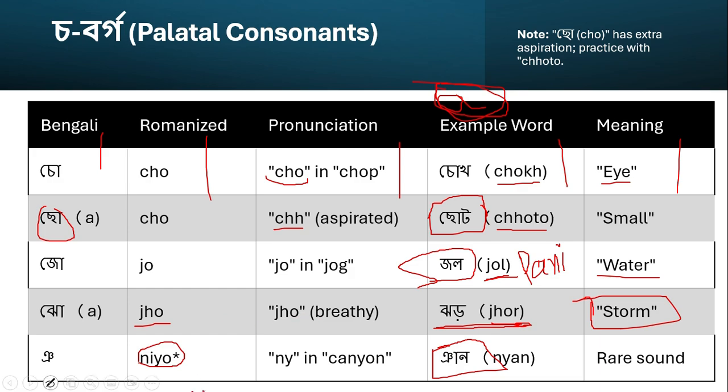This is the next one. It is jol. Jol means pani. We use pani in Bangladesh. Okay. I want to drink water. আমি পানি খেতে চাই.